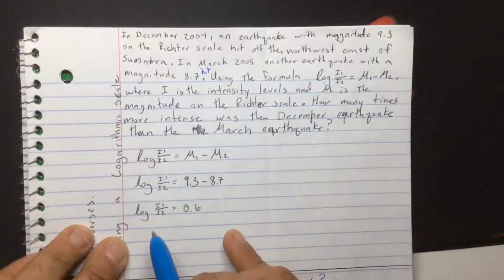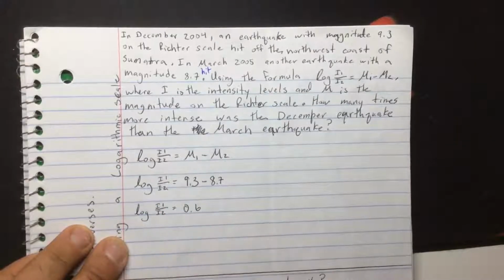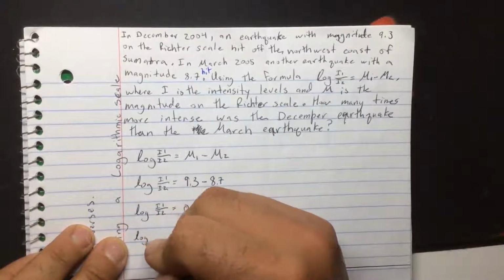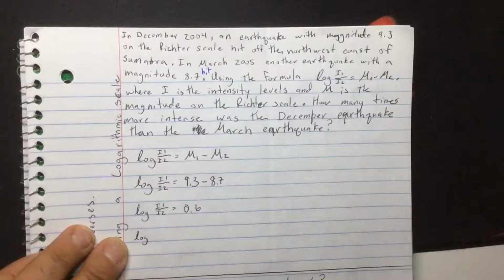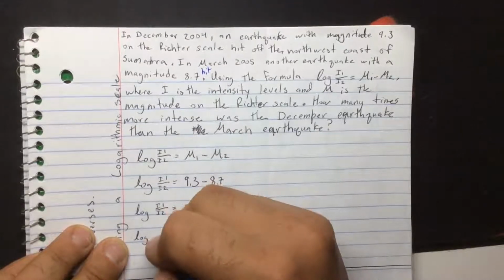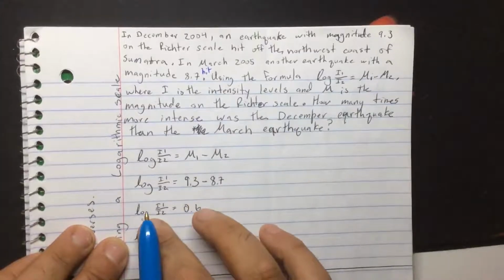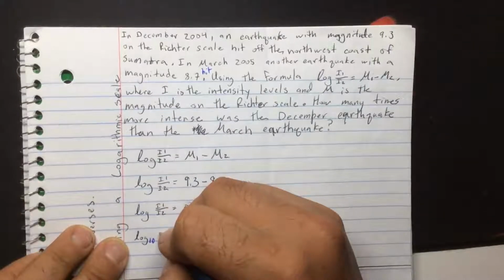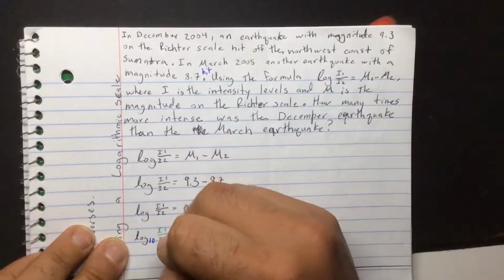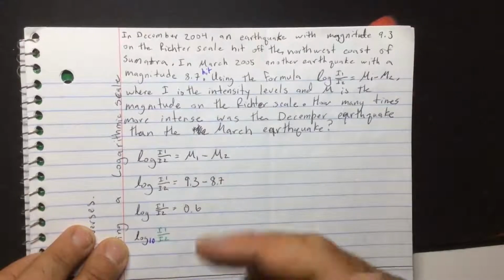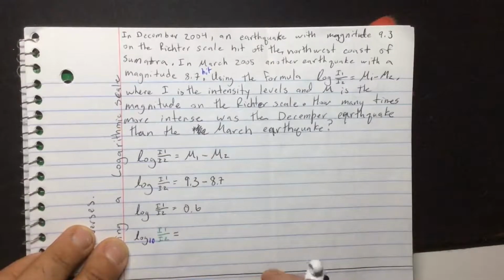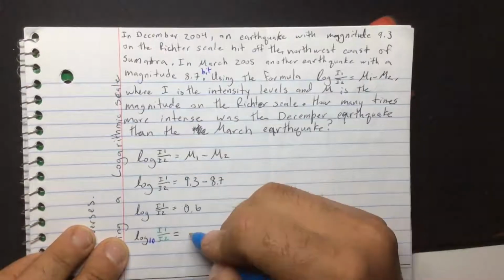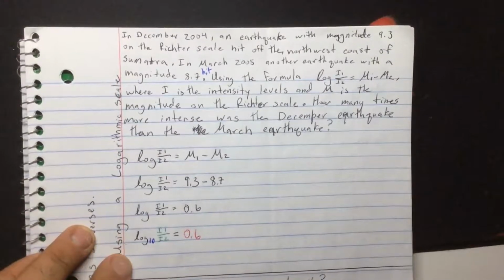Now we set it up in what we had before. We have the log. We don't have a base here, but remember what I told you, whenever no base is given, it's always base 10. This is the log of our x, which is intensity 1 over intensity 2, is equal to our exponential value, which for this one is 0.6. So we rewrite this.